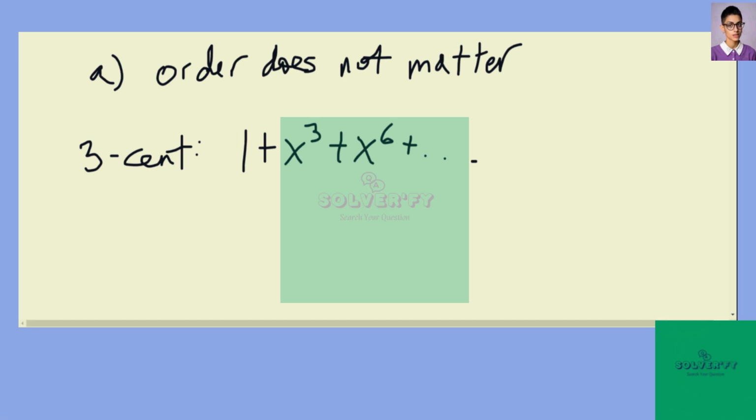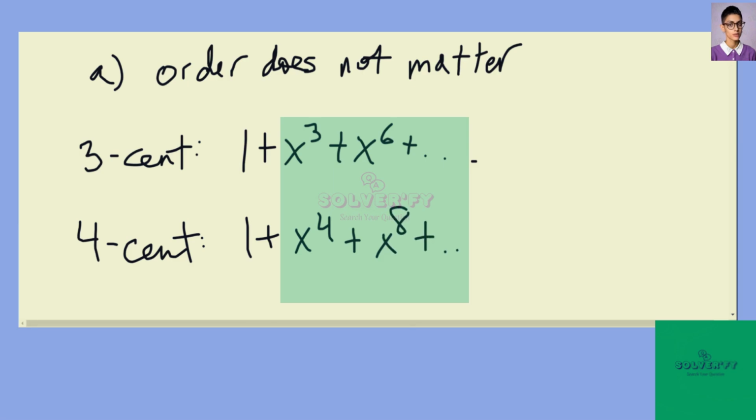We have that 4-cent stamps can be used to form any cent amount that is a multiple of 4. And so the generating function for the 4-cent stamps contains all powers of x that are multiples of 4. And so this is 1 plus x to the 4th plus x to the 8th and so on.